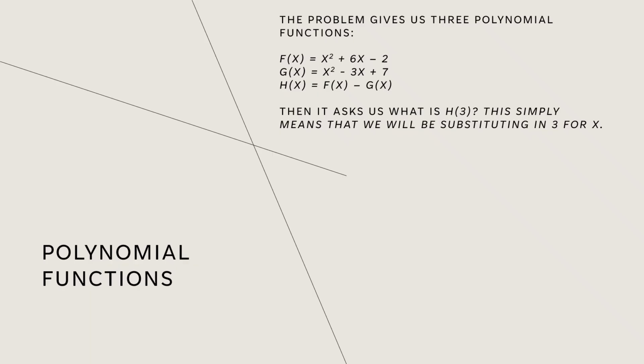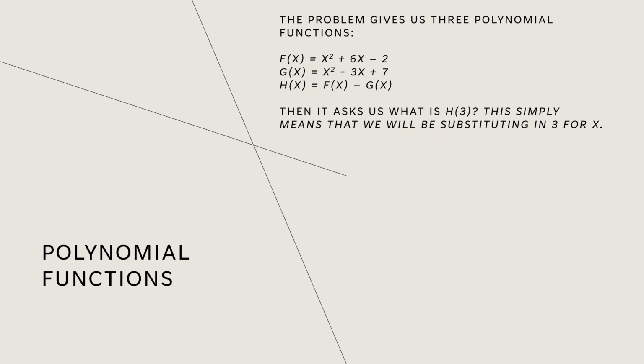This problem gives us three polynomial functions. You have f of x, which is equal to x squared plus 6x minus 2, g of x, which is equal to x squared minus 3x plus 7, and h of x, which is equal to f of x minus g of x. Then it asks us, what is h of 3? Well, this simply means that we'll be substituting in 3 for x in each of those polynomial functions above.